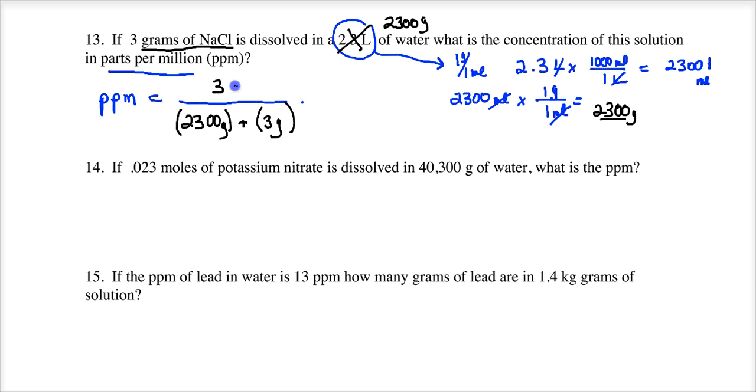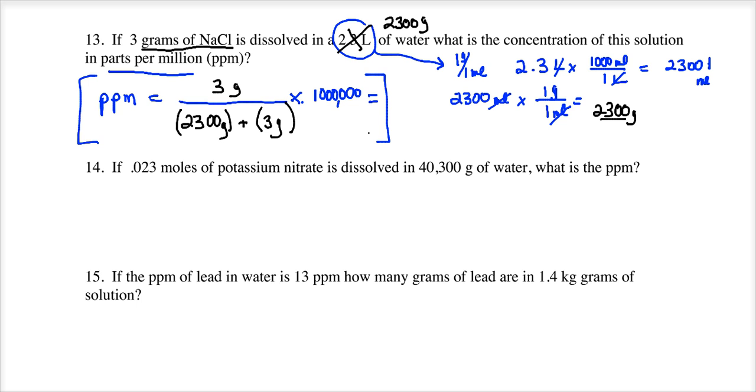Now, of course, I have to multiply that by a million. You can put the 6 zeros in there, or you could just write 10 to the 6th, a nice, easy way to do that. So that's the formula for part per million.